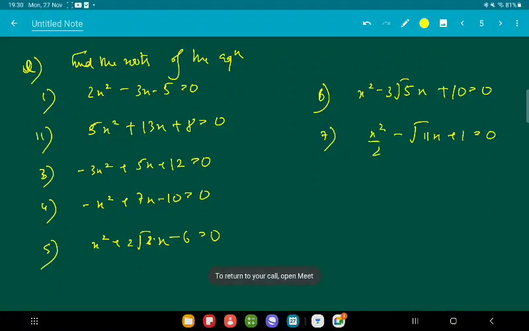Hello friends. Today we will start some important questions related to quadratic equations. As you can see on my screen, try to solve this question first on your own and then watch the video. Okay, alrighty. The question says: find the roots of the following equations.